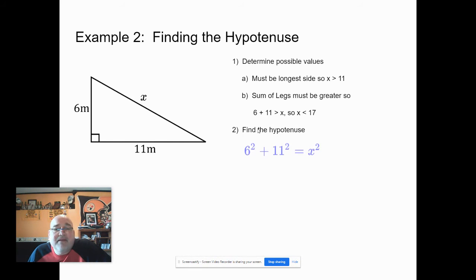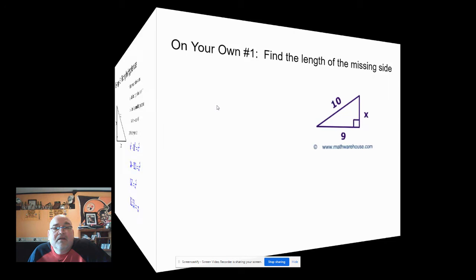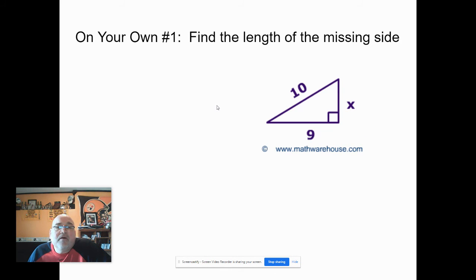Let's find the hypotenuse. So we'll do the Pythagorean theorem. 6 squared plus 11 squared equals x squared. 6 squared, 36. 11 squared, 121. That gives us a sum of 157. Remember, to unsquare something is the square root. 12.53. Greater than 11, less than 17. Pause the video. Do this one on your own.